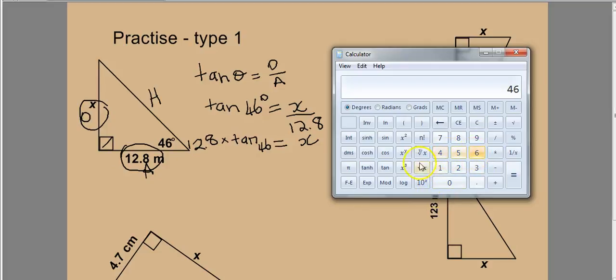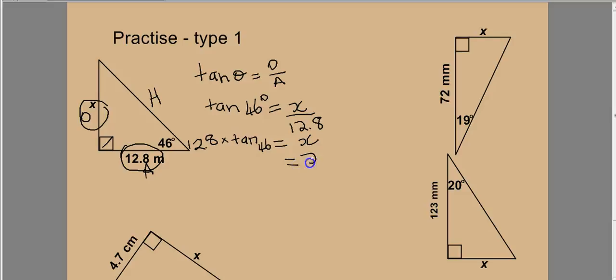Let's go again. Probably because I paused the video. So that times 12.8 is, there we go, 13.25. Now, I'm going to do 2 decimal places because there's 1 decimal place in my question. I always like to do 1 more than is in my question. And let me just find my pen again. There we go. So X is going to be 13.25.